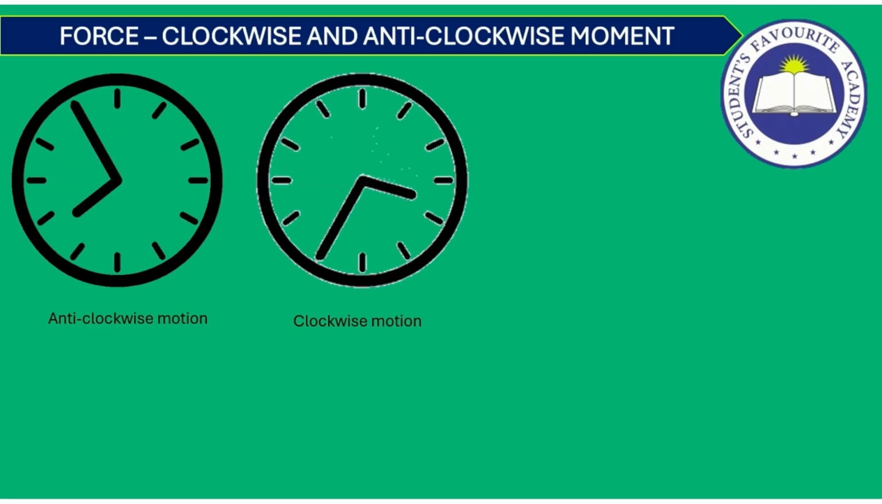So always try to see what kind of motion the body in front of you is going through. And a very important tip here is that whenever the body moves towards the pivot, if it appears to be clockwise to you, it is clockwise, and if it appears to be anti-clockwise, it is anti-clockwise.